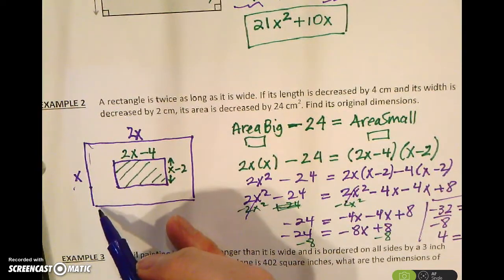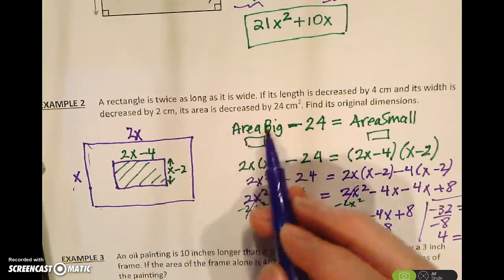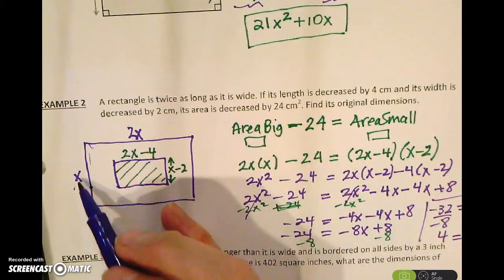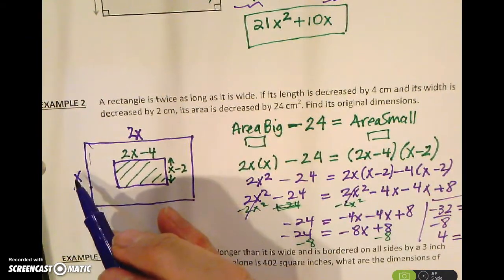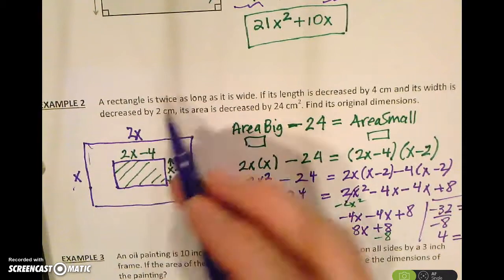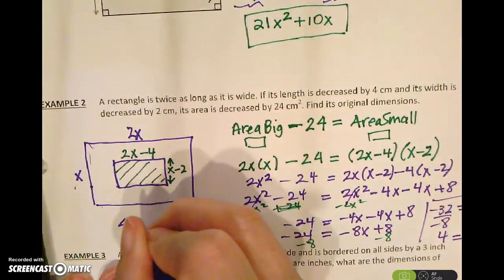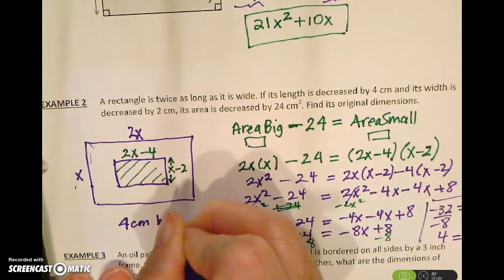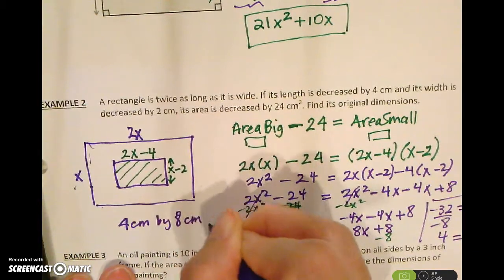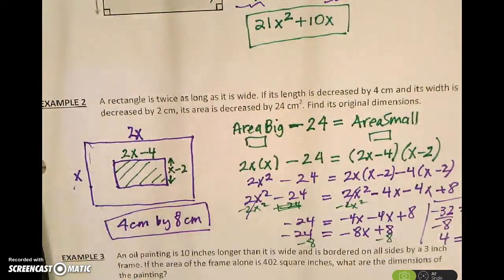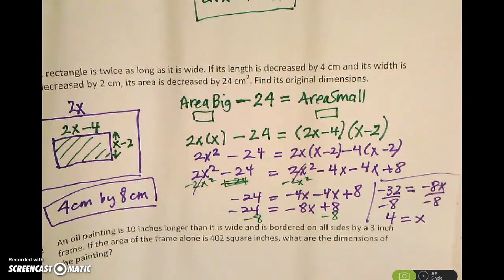So if we're going to find its original dimensions, what we started with was the big rectangle. The original dimensions are going to be 4 by 2 times 4, which is 8. So my answer is going to be 4 centimeters by 8 centimeters. And I just realized you couldn't see the little side box, so there it is right there. So let's move on down and look at the next one.